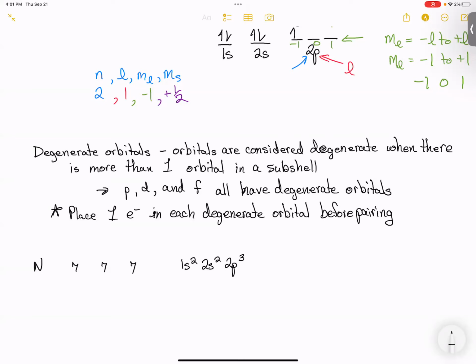What I want to show you, I'm not gonna worry about the noble gas configuration, but I want you to see the box diagram in specific. So an S only has one orbital, so that's one line, spin up, spin down. A P has 3 orbitals, and so it is degenerate. Because it is degenerate, you place 1 electron in each orbital before pairing. So 1 would go in each of the 3 orbitals for the P subshell.